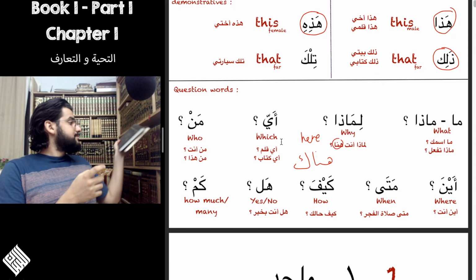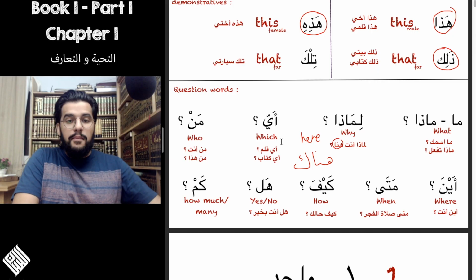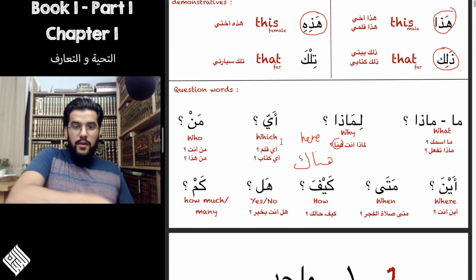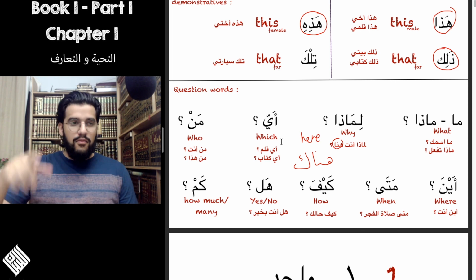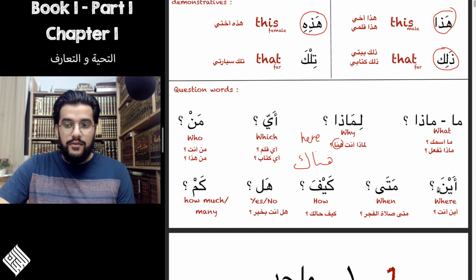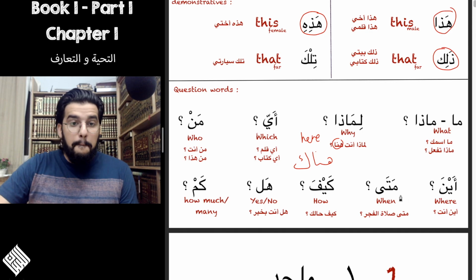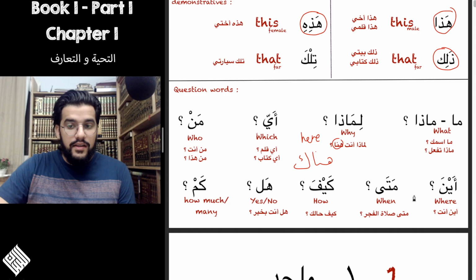And of course we have the word من, which means who. من أنت? من هذا? Who is this man? Or من هذه? Who is this woman? And then we have, of course, أين, which means where. أين أنت? أين أحمد? متى means when. متى صلاة الفجر? متى يوم العيد? And so on. And then we have كيف, of course, كيف حالك? Or كيف تكتب? How do you write?